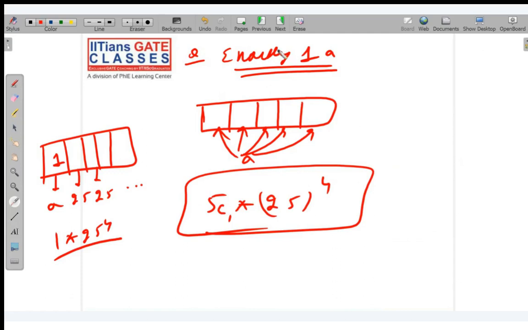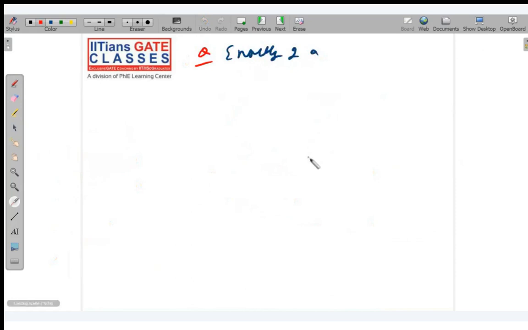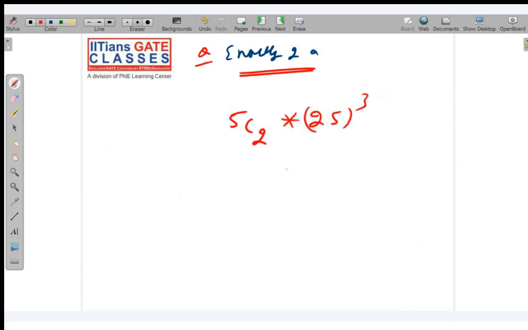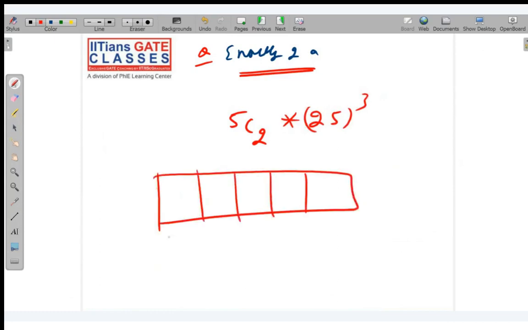Done, sir. Okay. Yes, so this is for exactly 1 and next is exactly 2A. Same thing. So I think I should not waste time here. 5C2. From 5 places you will pick the 2 places. At those places A will be there, and for the rest of the places 25 choices. So 25 power 3. I hope you have got it now.